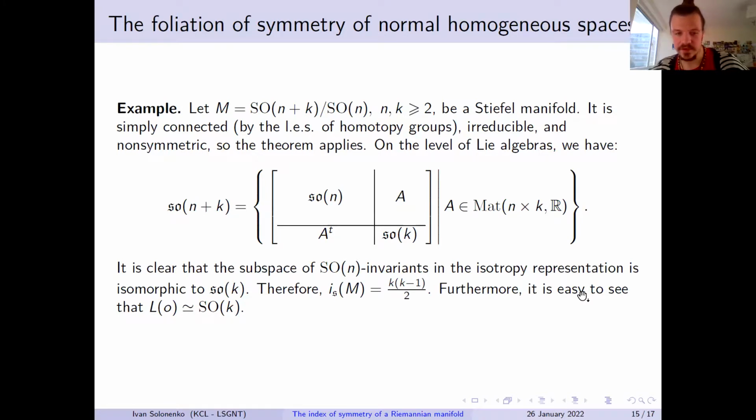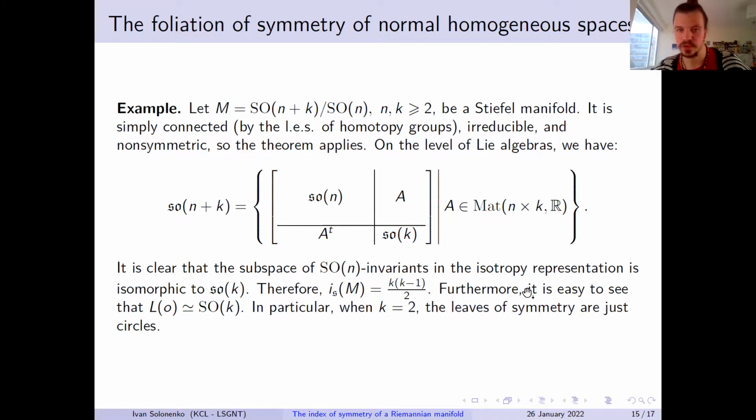Note the following, that for example, if you take k equal 2, then the index of symmetry will be just 1, which means that the leaves of symmetry will be just SO(2)s, they will be just circles. And this is a bit counterintuitive because you make just one small step from the symmetric situation. You say, okay, let my space be non-symmetric, but as nice as possible. It's simply connected, compact, normal homogeneous, irreducible, and very nice.